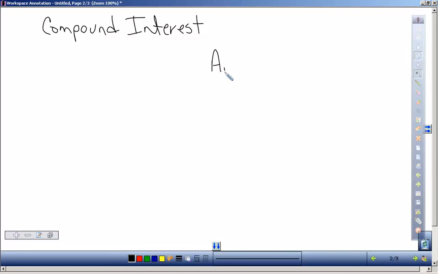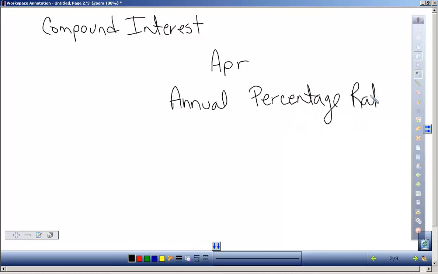Another thing people don't realize is that APR, you see that abbreviation a lot on advertisements, on TV, credit cards and car loans and such. APR stands for annual percentage rate. And so that is how much interest you make over an entire year.